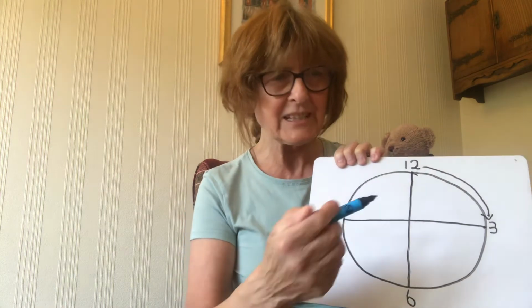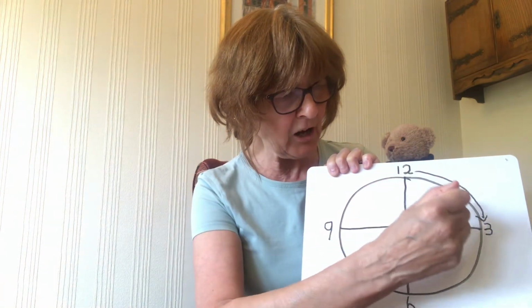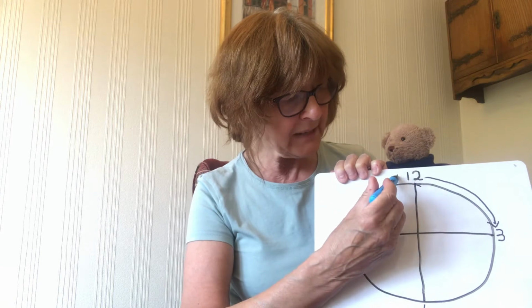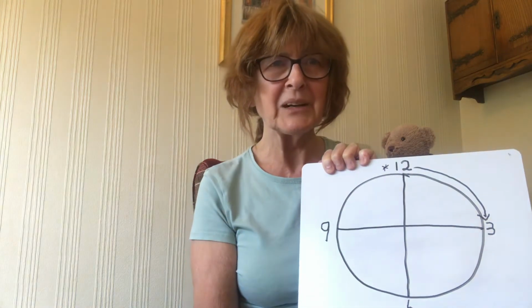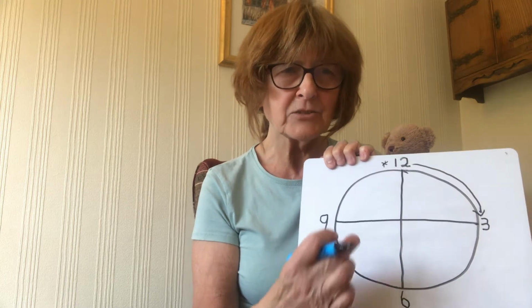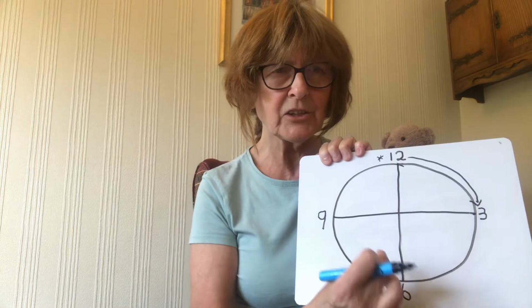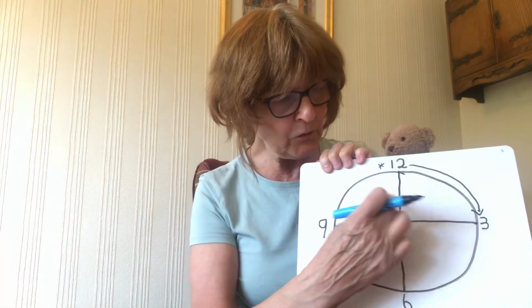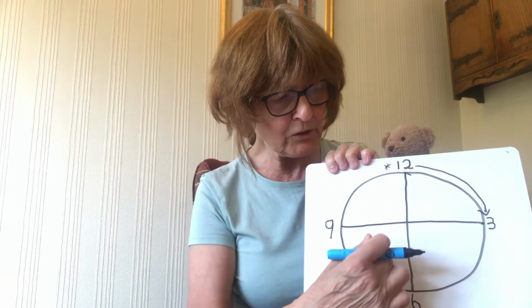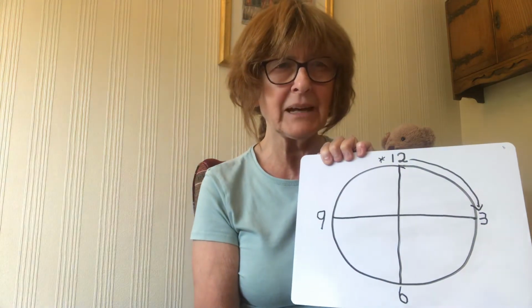And you know all this already. If we do a whole turn around the clock, we come back to number 12. Now this will help us to tell the time later on. So just think about the circle as 4 quarters and 4 turns. Just think about that.